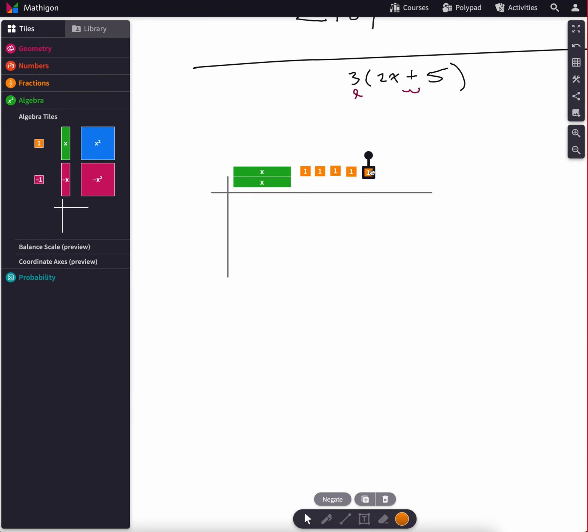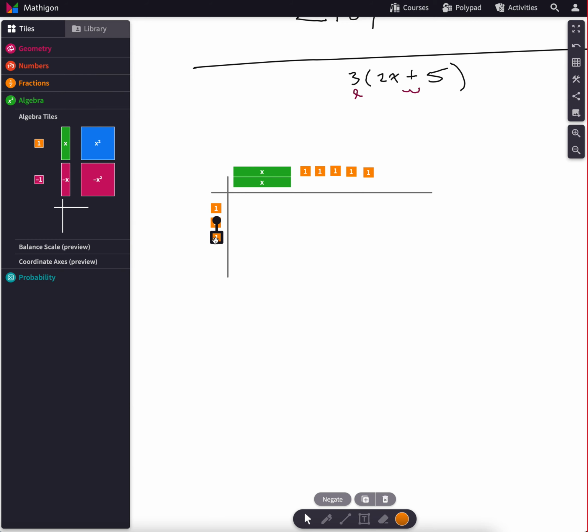Okay, so you got 2x plus 5. That's this expression right there, okay? And what I want to do is multiply that by 3, right? And basically what we're going to do, we're going to fill in the table.